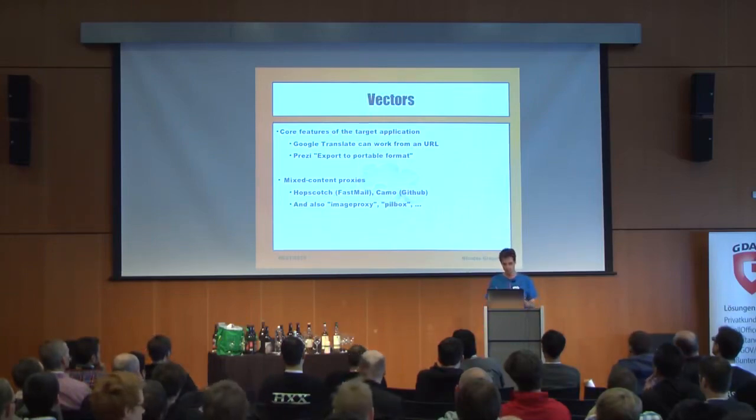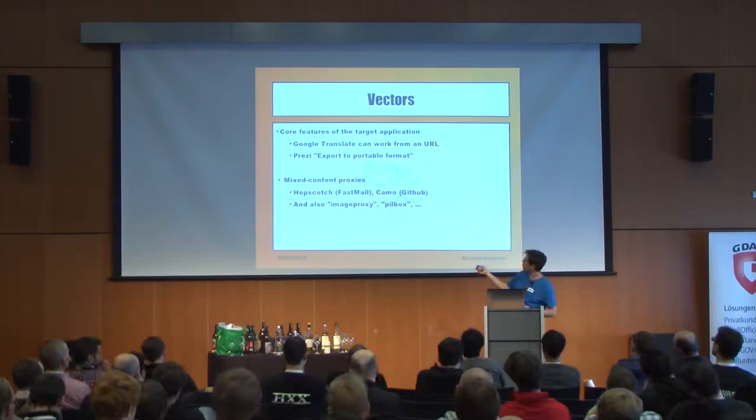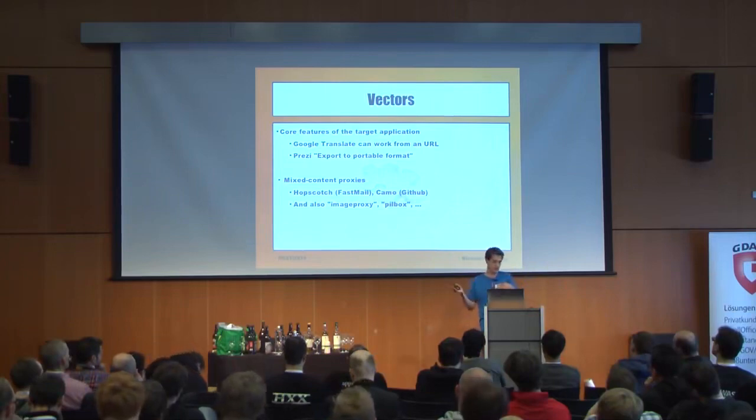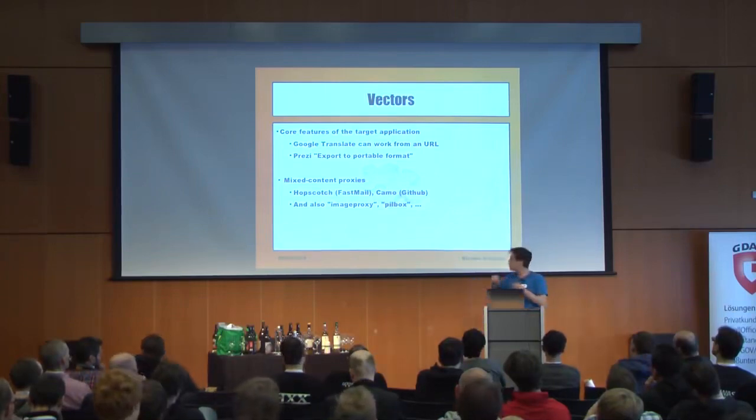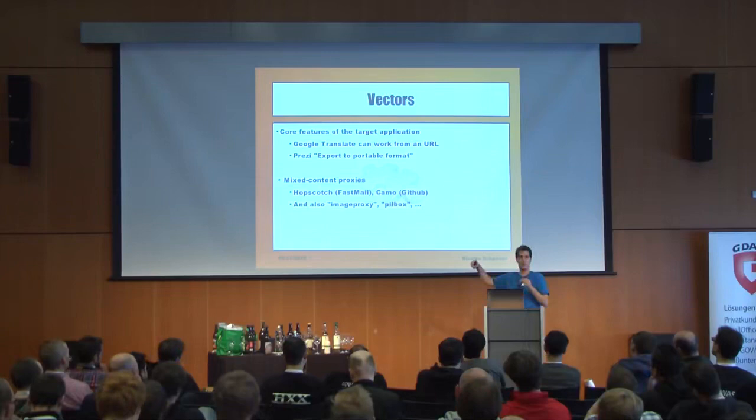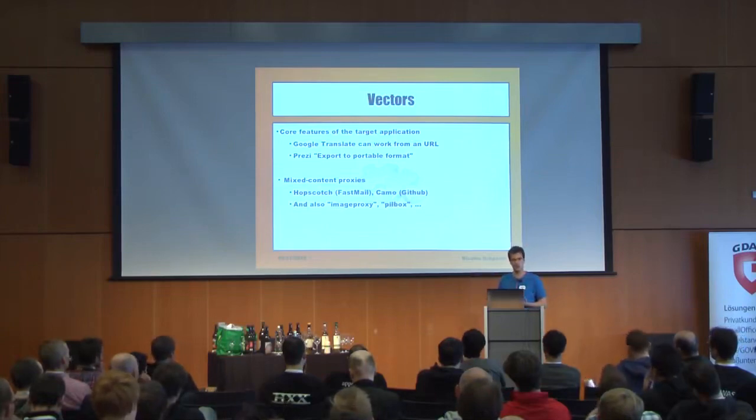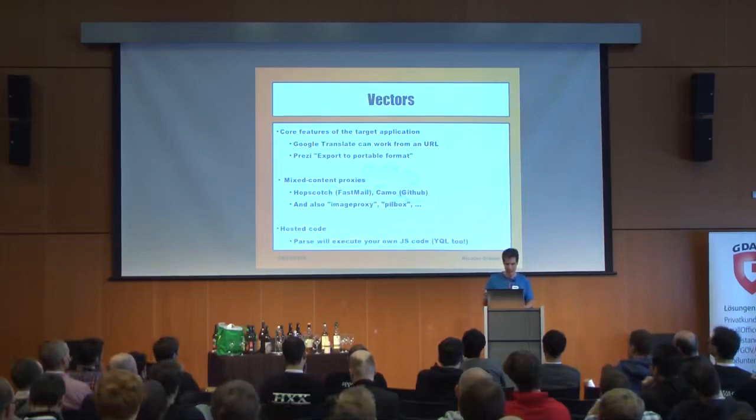And this is not cool. So what is done? This is that open source project by GitHub and by Fastmail. They are rewriting the links to images, for example, and you are going through these proxies to reach the target destination. So you can use them as a proxy and, of course, as an SSRF vector. And hosted code. This is really cool.